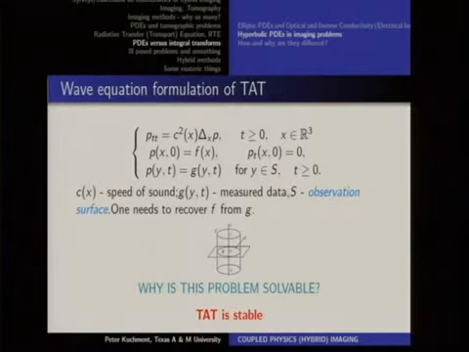Now look, it's again a problem where you do measurements on the boundary and you want to find something inside, in this case the initial value inside. And it is stable. Now we are dealing with a hyperbolic equation.